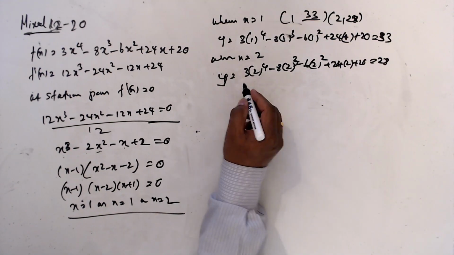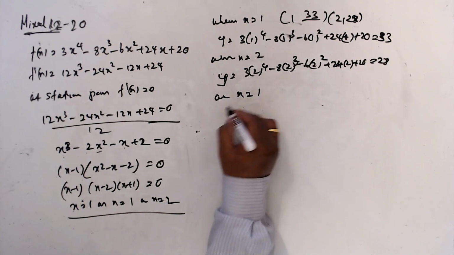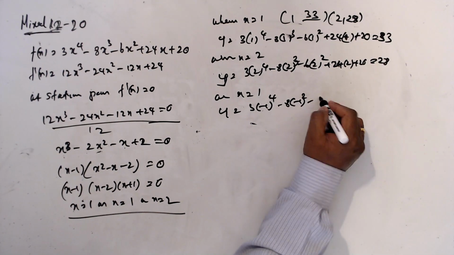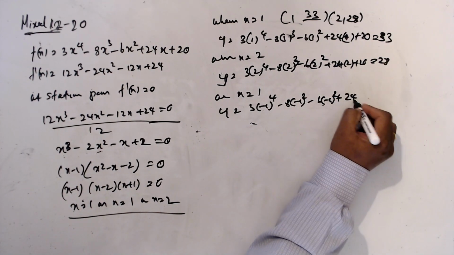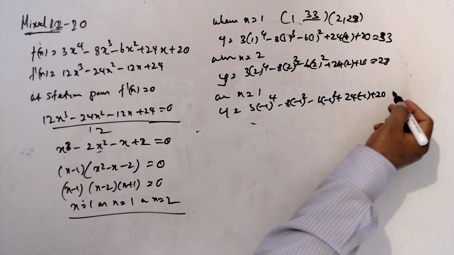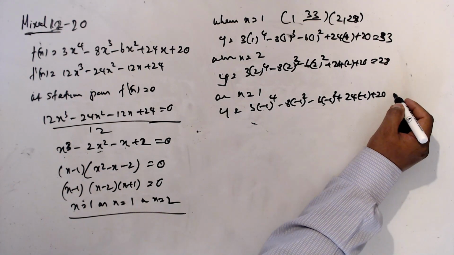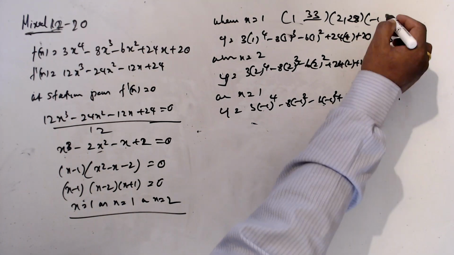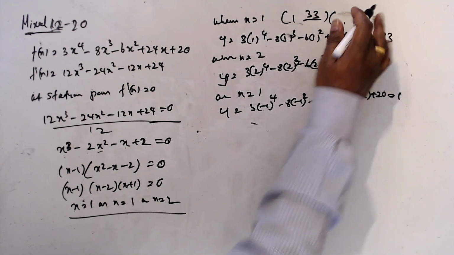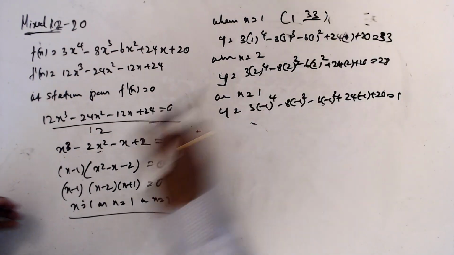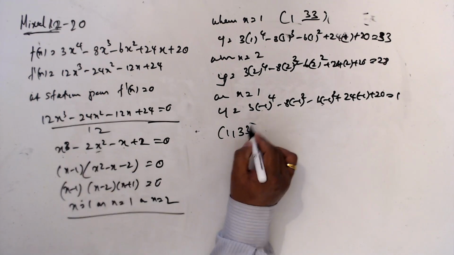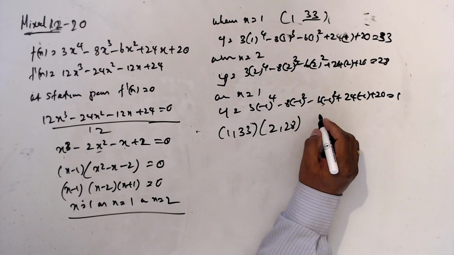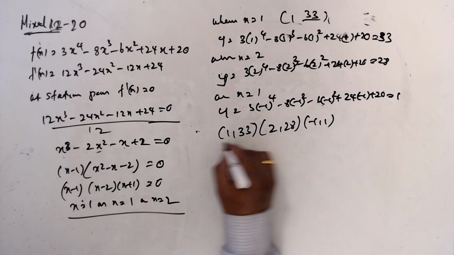And when x equals minus 1, 3 times minus 1 to the 4, minus 8 times minus 1 cube, minus 6 times minus 1 square, plus 24 times minus 1, plus 20. So this is going to be 1. So this is minimum. Okay. So I'll write everything. 1, 33, 2, 28, and minus 1, 1. So those are the points.